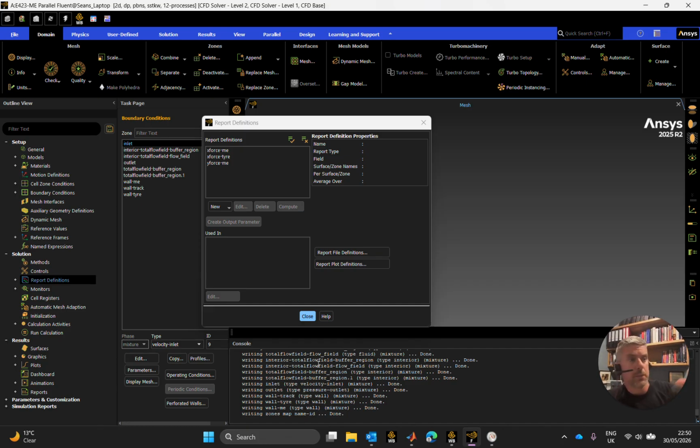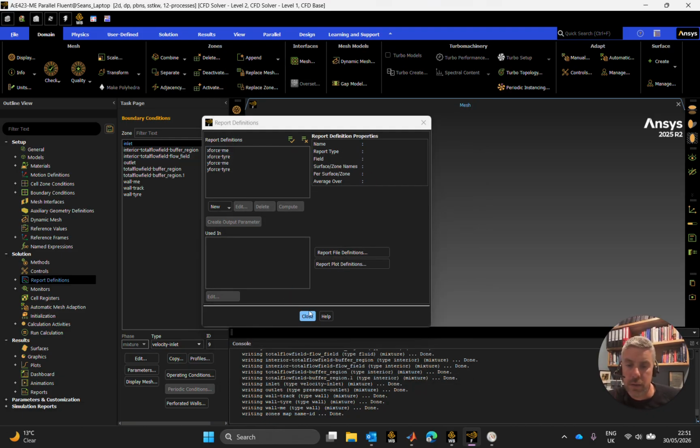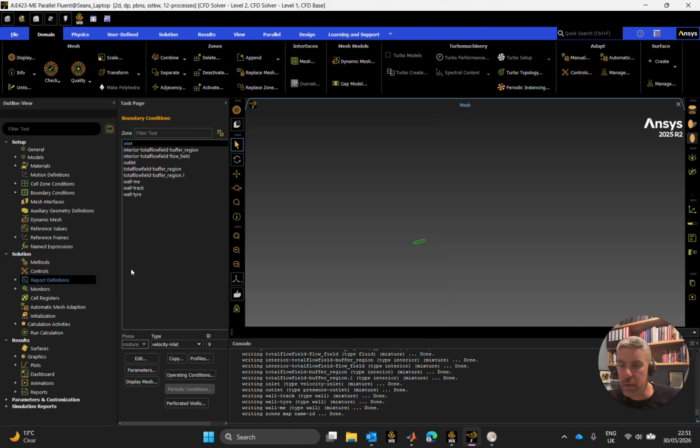I'd expect to see some sort of accelerated flow over the top, even though the tire's going in the opposite direction, turning in the opposite direction of the flow, which we will also model. May as well put it in. Force, again, let's go Y force on the tire, 0 and 1. Don't need a report or a file or a plot, and this is on the tire. Okay, that's all good. Okay, let's close that down.